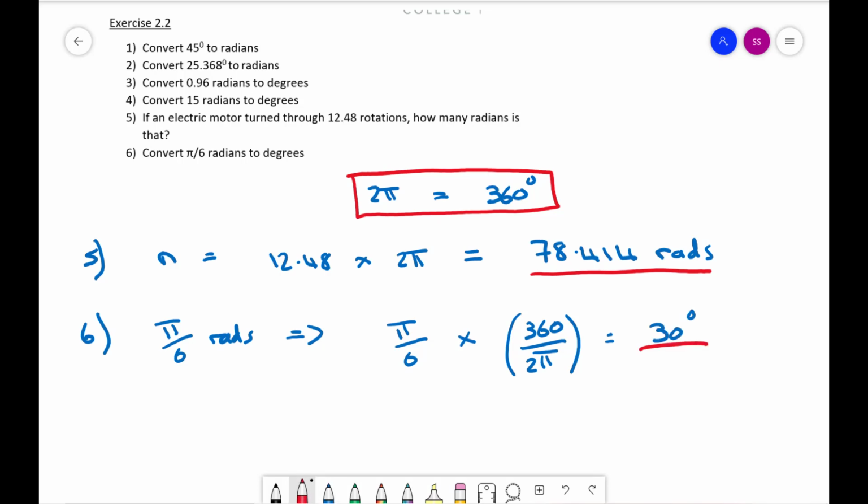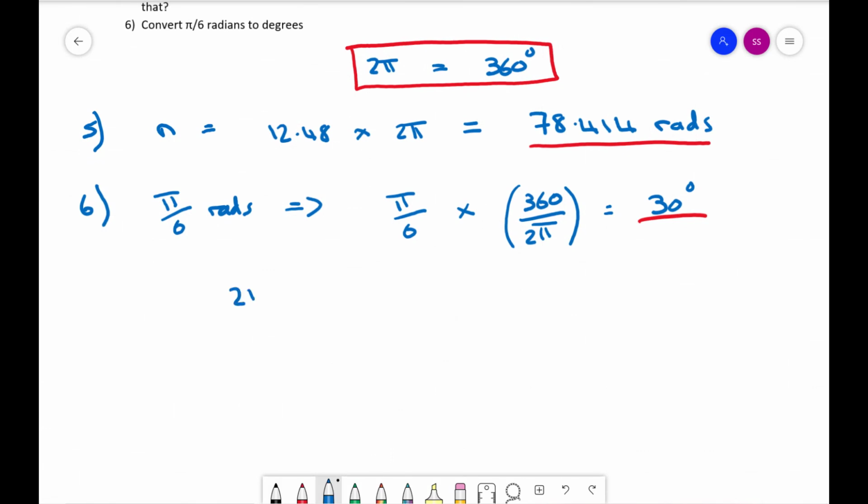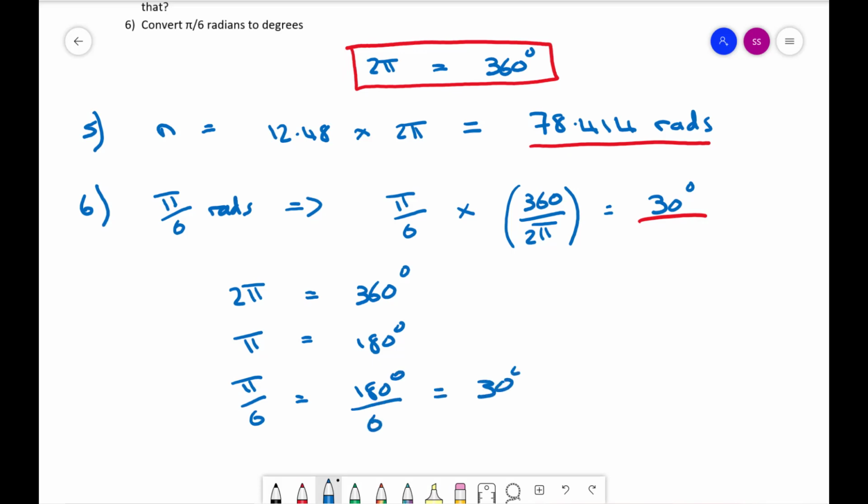Now that's a little bit of a messy way of doing it, even though it gets us to the right answer. An easier way of doing that is to say, well, okay, 2 pi radians is equal to 360 degrees. So therefore, pi radians would be half of that. That'd be 180 degrees. And pi over 6 radians would be 180 over 6, which you can do in your head, which is just 30 degrees. So this second way would be the way I would convert that, because it's much quicker and much faster than doing it with that big conversion factor and having to mess around with opening and closing brackets and whatnot.